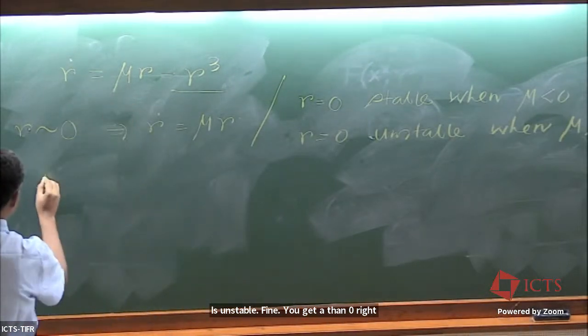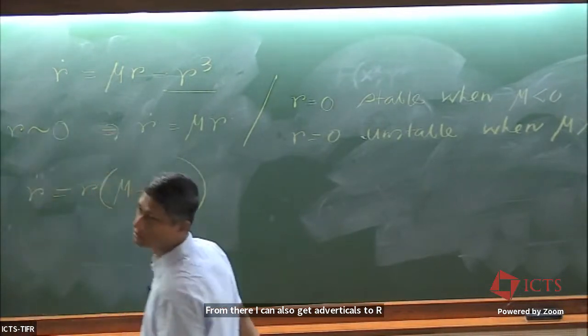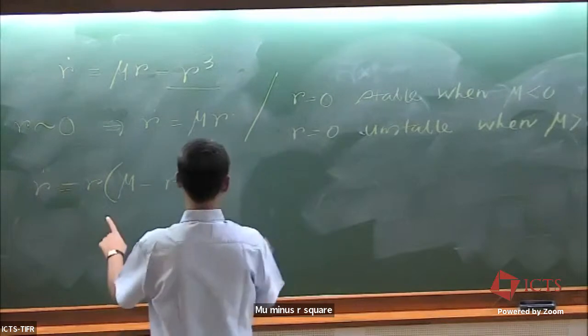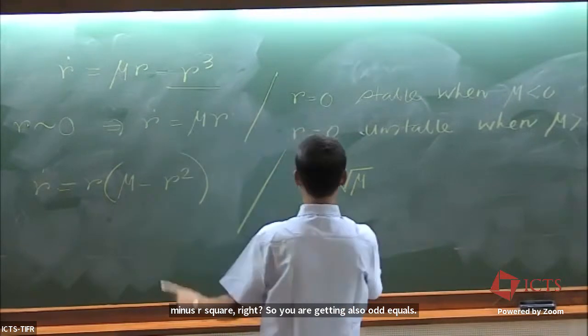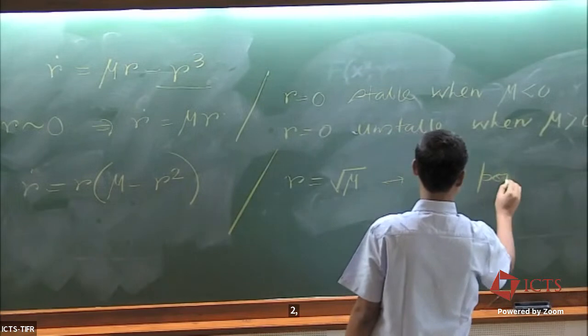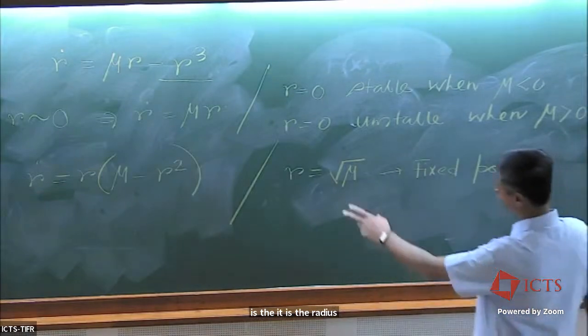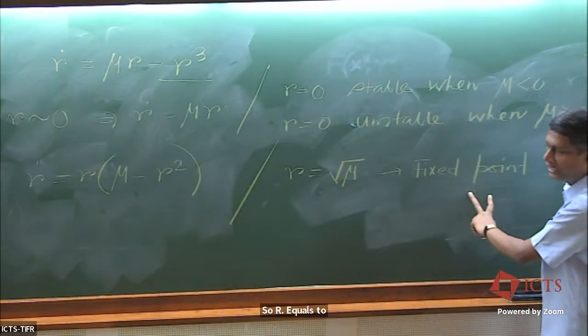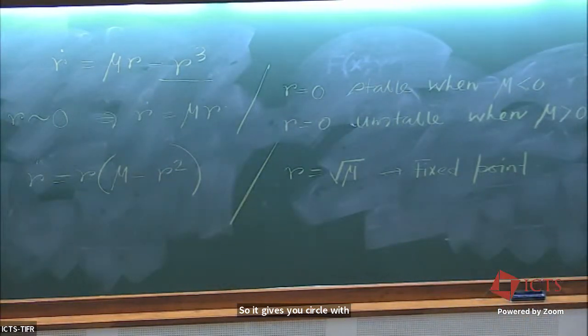From there I can also get r dot equals r times mu minus r square, right? So you are also getting r equals root over mu as a fixed point. I will not consider the negative one, right? Because it is the radius. So r equals root mu is a fixed point here, right? So it gives you a circle with radius root over mu, fine.